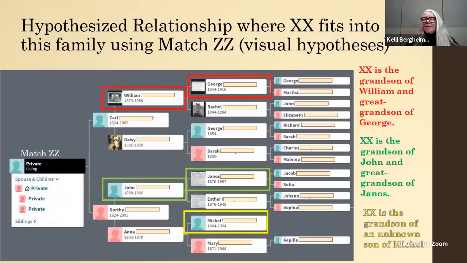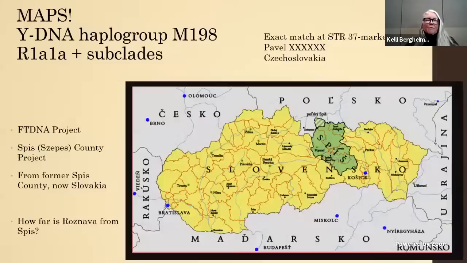And what I do is I write those down. So that's just one way that I do it to help me. I also screenshot maps. I love maps. I don't know about you, but when I'm working on a project, maybe a Y-DNA project, this is one from a cousin where I'm looking at this match, who is an exact match at 37 markers, and his name is Pavel from Czechoslovakia. And so what I'm doing is I'm looking at this Family Tree DNA project for a specific county in what's known now as Slovakia. And how far is Rožňava from Spiš, which is where the two Y-DNA matches are from? So I use maps a lot. I do screen grabs of maps, and that helps me visualize in my research.